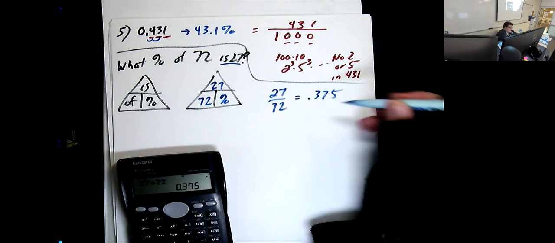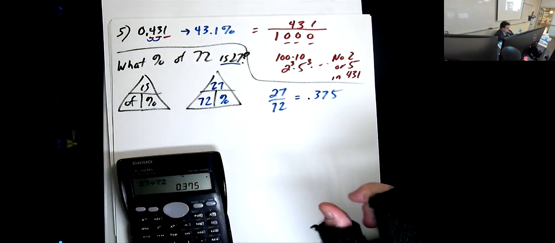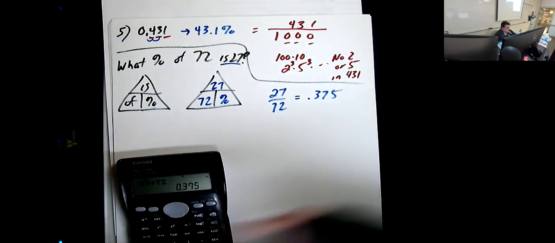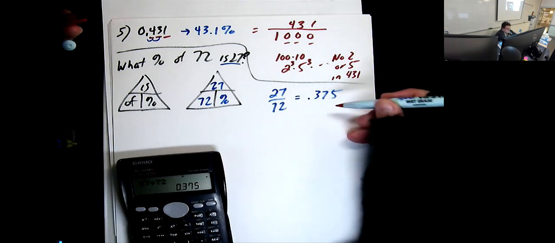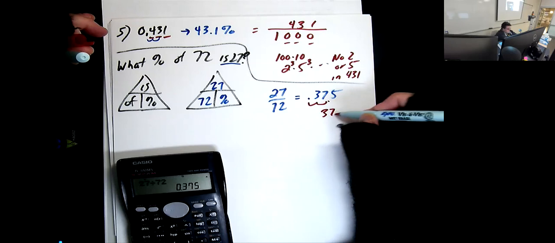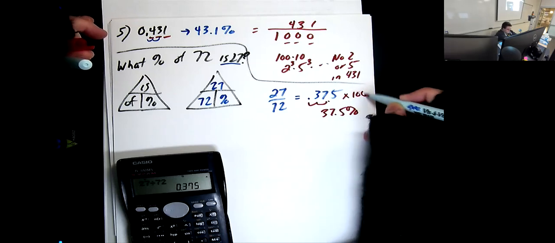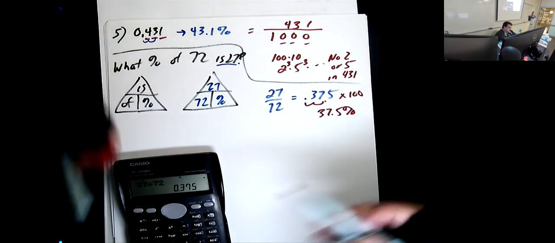And then that's not what it asked me. It wanted a percent. So if I shift the decimal point or multiply by 100, you get 37.5%. Which is the same as multiplying by 100, is the same as moving the 2 decimal places.